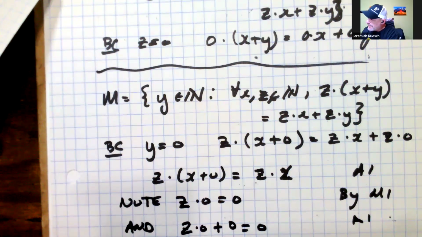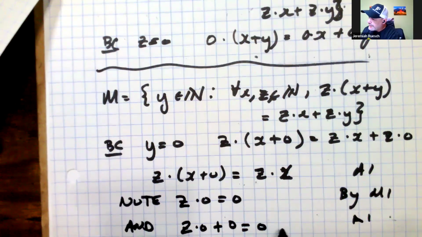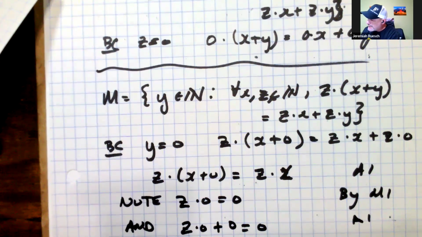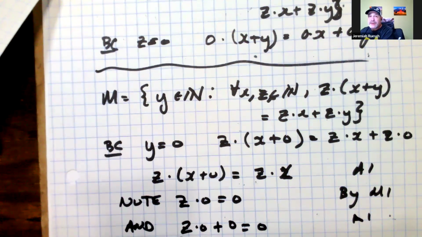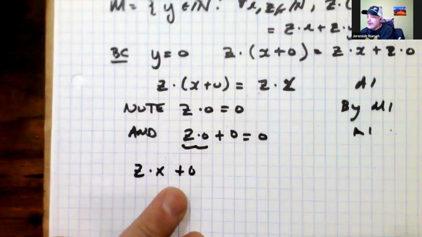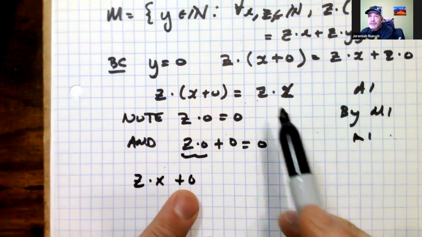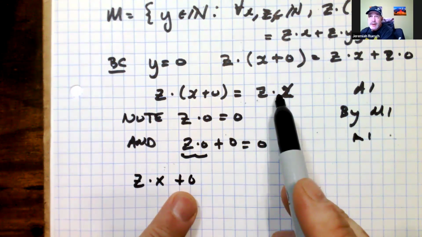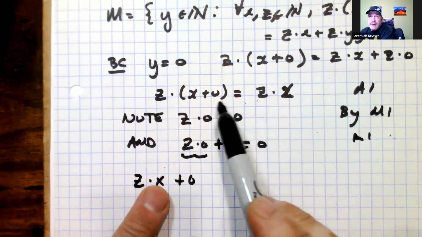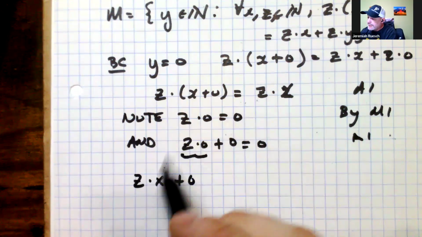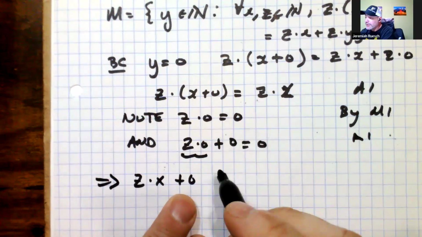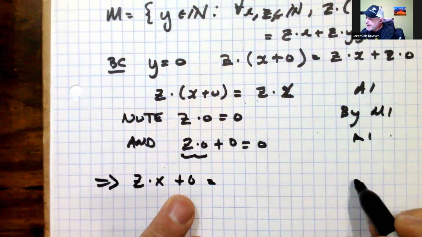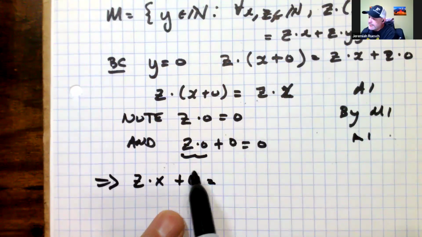Or well, anything here plus 0 is equal to itself. So if I take z times x and I add 0 to it, that doesn't change anything. So zx plus 0. So I'm just taking this side right here and saying, okay, well then zx is the same thing as zx plus 0. Okay, so this implies that zx plus 0 is still zx, and that's by A1.